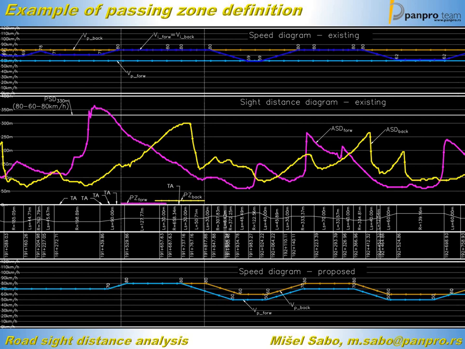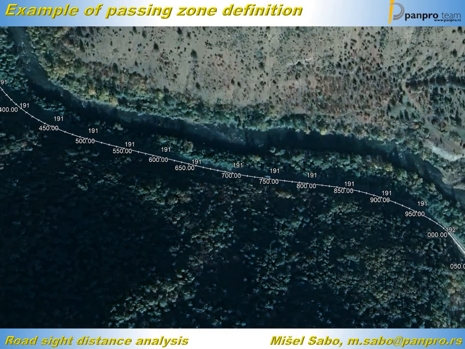Now let's look at the diagrams for the proposed posted speeds at the bottom. In the subject area, the proposed speeds for both directions are mostly around 80 km per hour. In accordance with all the above, we adopt a speed ratio of 80-60-80 km per hour, an overtaking sight distance of 330 meter according to norms in Serbia. On the overview map, you can see that there are no other constraints than geometry and sight distance.